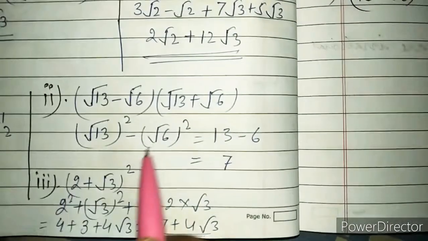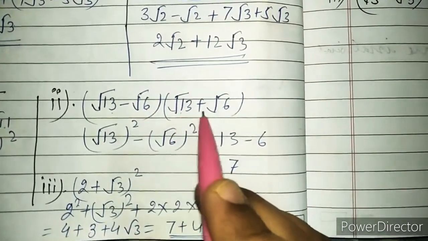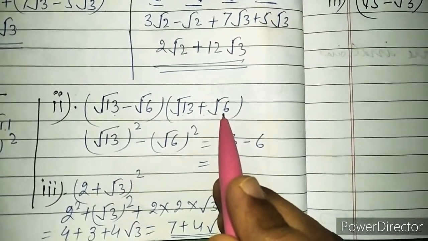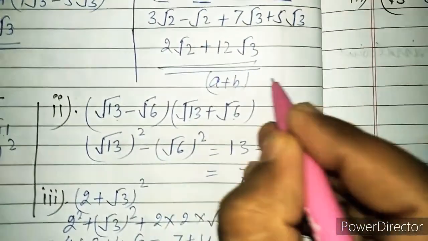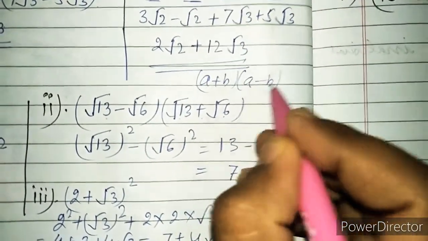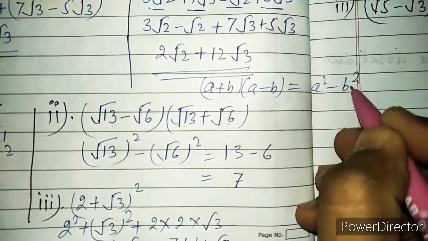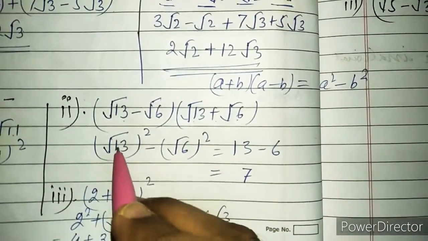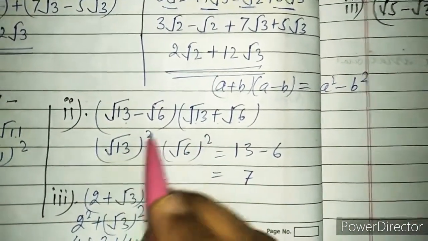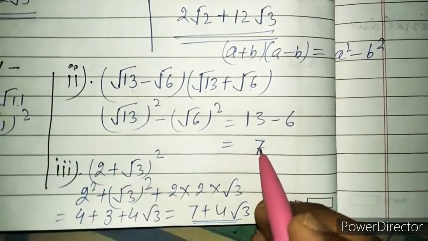Come to this topic, root 13 minus root 6 into root 13 plus root 6. Here we will apply the concept, as you all know, that a plus b in one bracket, in another bracket a minus b will become a square minus b square. So a minus b into a plus b will become a square minus b square. So root 13 squared becomes 13, root 6 squared becomes 6, 13 minus 6 becomes 7.